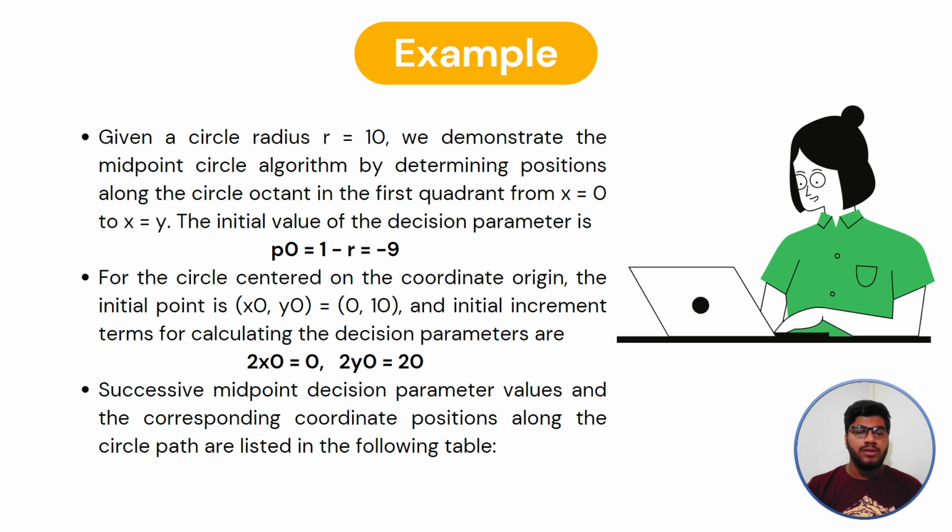For the circle centered on the coordinate origin, the initial point is (x0, y0), where the x0 value is 0 and the y0 value is 10. The initial increment terms for calculating the decision parameters are 2x0 = 0 and 2y0 = 10, where 2 into 10 is equal to 20. Successive midpoint decision parameter values and the corresponding coordinate positions along the circular path are listed in the following table.